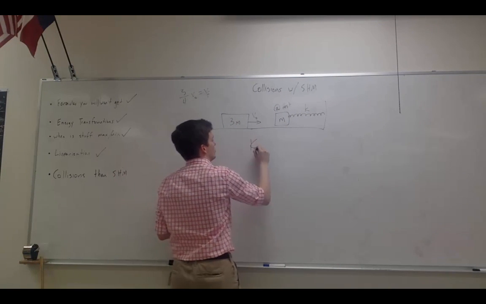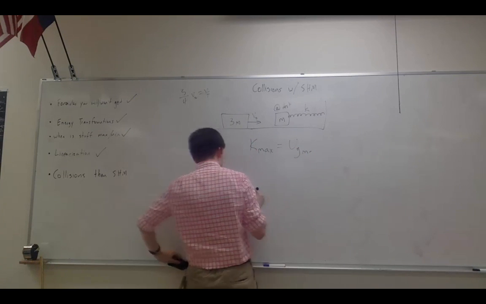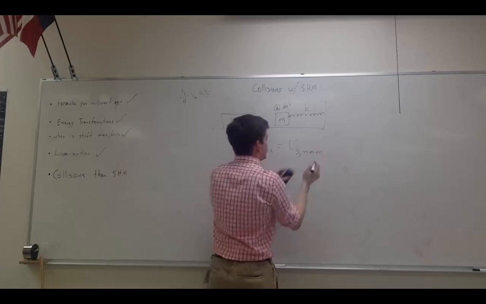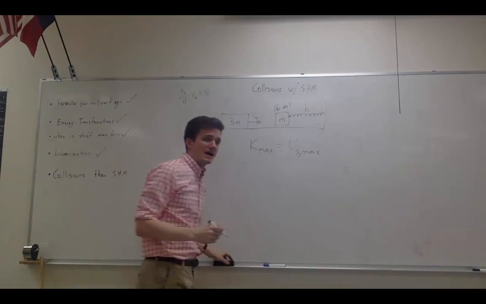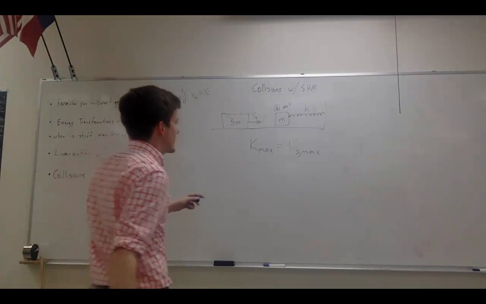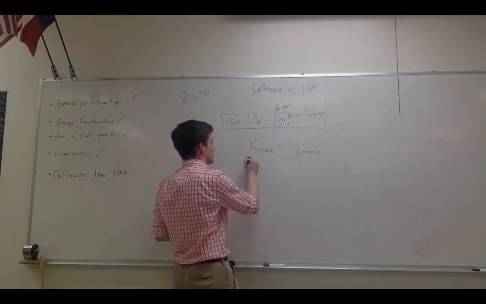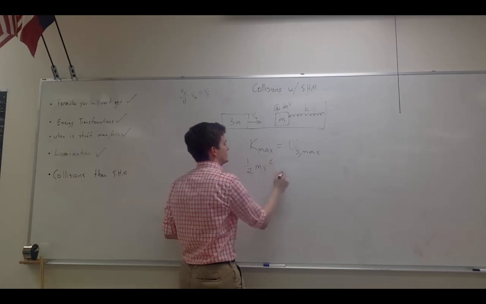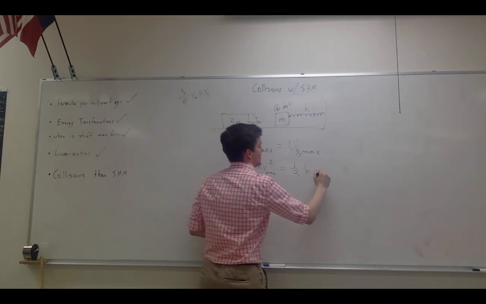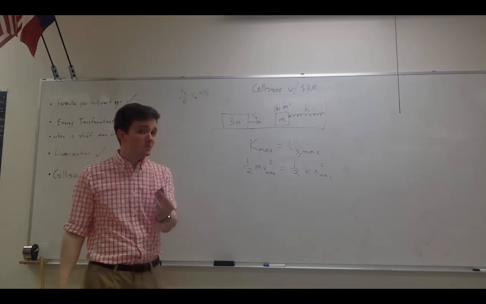So we could do my favorite formula in almost the whole world. Oh, that's not right. K max equals something else max. My goodness. Maximum kinetic energy is some other maximum form of energy. Now, formula for this, expand, then start plugging things in. 1/2 m v squared equals 1/2, that should be v max, 1/2 k x max squared.